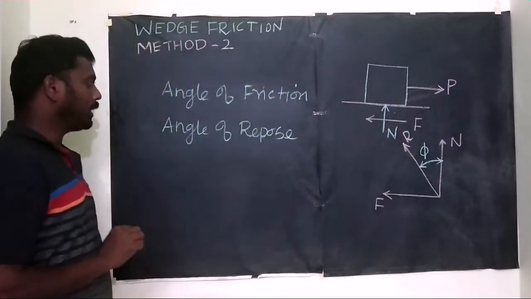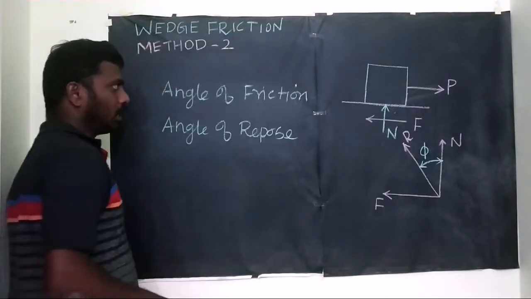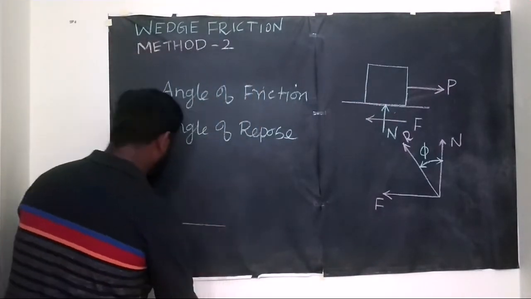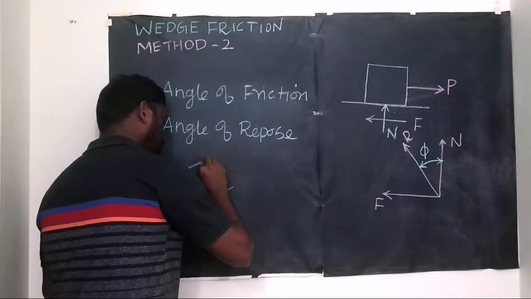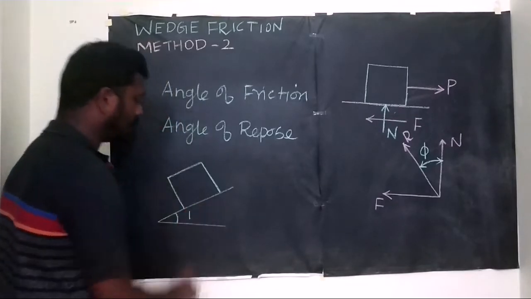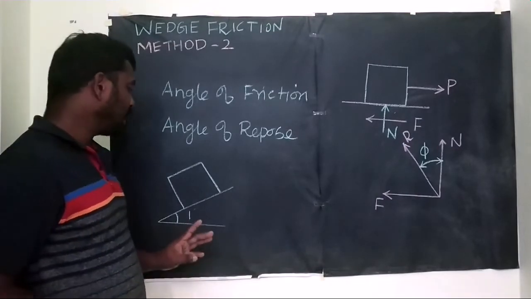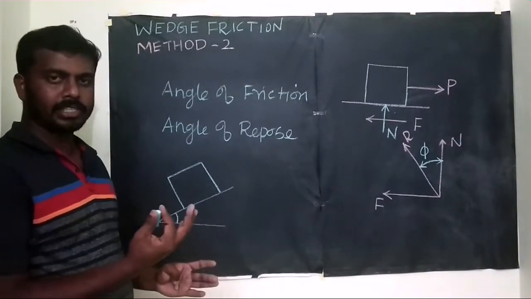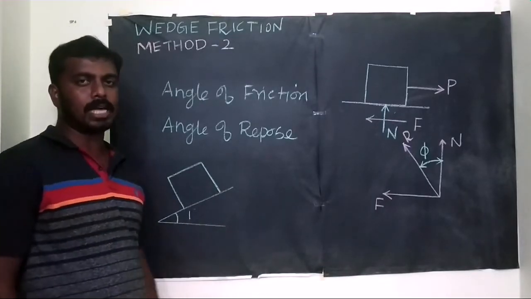Now I am going to teach angle of repose. This is explained with one simple sketch. Here the block is placed on an inclined plane. This is my inclined plane on which I am going to place one block. This is my block. Now we assume that this angle is 1 degree. At that time this block will not slide down. So now I am going to increase this angle step by step. What happens? After reaching some angle, this block starts to slide down. That angle is called the angle of repose.